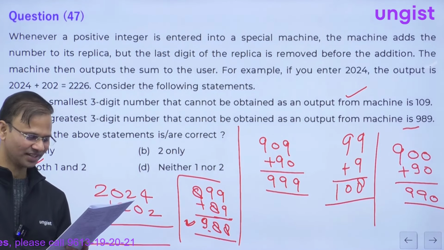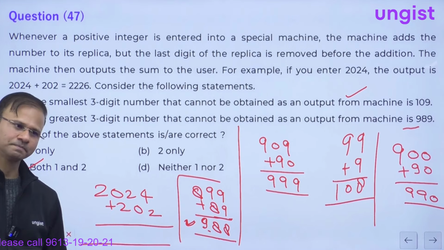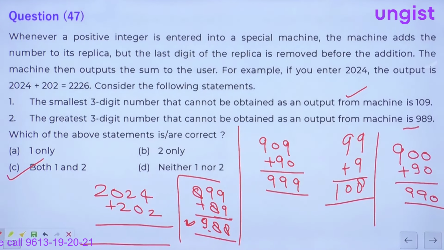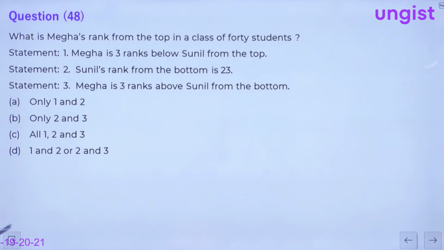Okay. Shall we move, guys? चलिए जरा आगे करिए, बढ़िए आगे बढ़िए. What is Megha's rank? ये कर लेंगे आप लोग. हो गया? 1 and 2 or 2 and 3? ठीक है, good. ठीक है, good. Very good.